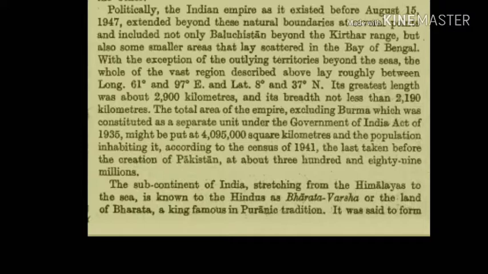With the exception of the outlying territories beyond the seas, the whole of the vast region described above lay roughly between longitude 61 degrees and 97 degrees E and latitude 9 degrees and 37 degrees N, and its greatest length was about 2,900 kilometers, and its breadth not less than 2,190 kilometers. The total area of the empire, excluding Burma, which was constituted as a separate unit under the Government of India Act, was about 4,095,000 square kilometers, and the population inhabiting it, according to the census of 1941, the last taken before the creation of Pakistan, was about 389 million.